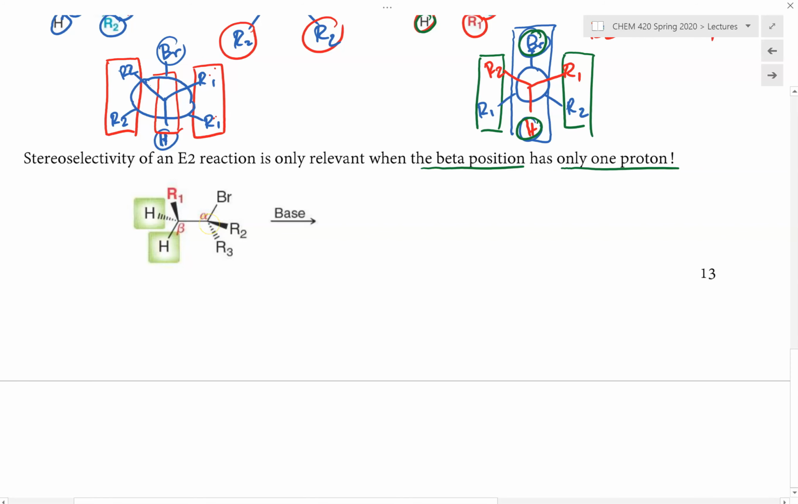For an example, here in this case right here, this is our beta carbon, and there are two hydrogens on it. Both of these hydrogens right here can be removed in the elimination reaction. There are two beta hydrogens. So the base can come in to pick up either this one, and when it picks up this one right here, the product that we will be making is when we have this R1 and the R2 on the same side. And now there will be another hydrogen here, and the R3 will be down here. So that will be one of the products.